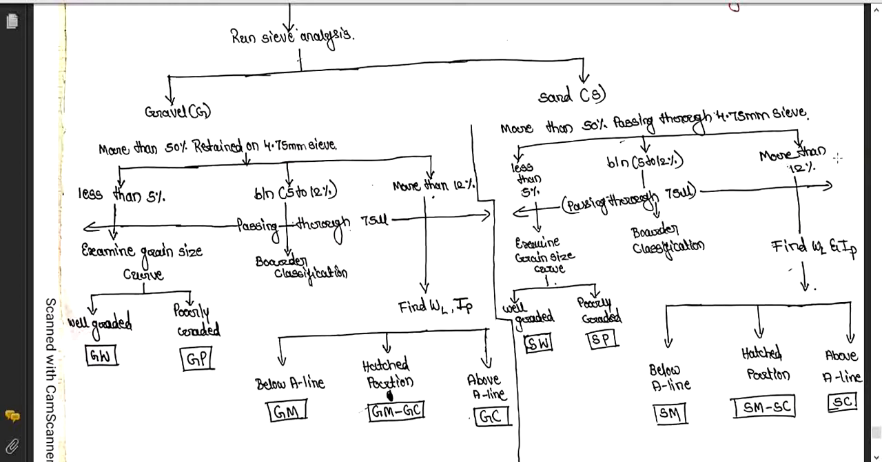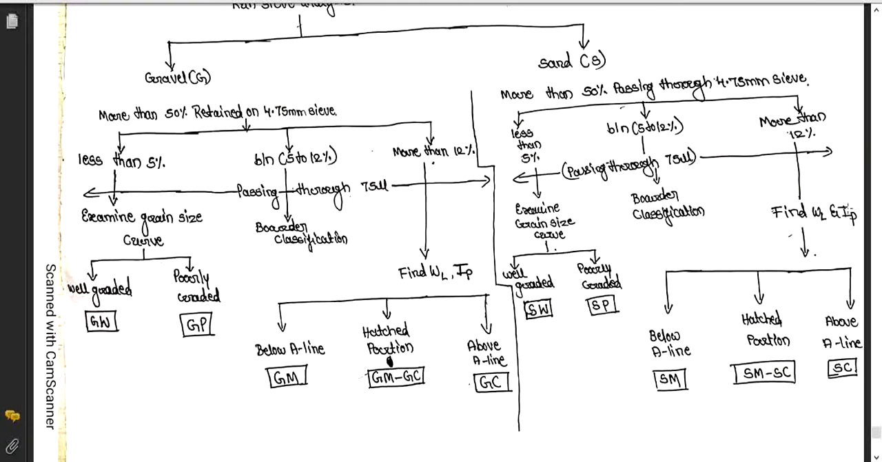After that, if more than 12% is passing through 75 micron sieve, we are going to find out liquid limit and plastic limit. After finding out liquid limit and plastic limit, we are again going to examine the plasticity chart. If it falls below A line, we are going to name it SM. If it falls in the hatched portion, SM-SC. If it falls above A line, we are going to name it SC.